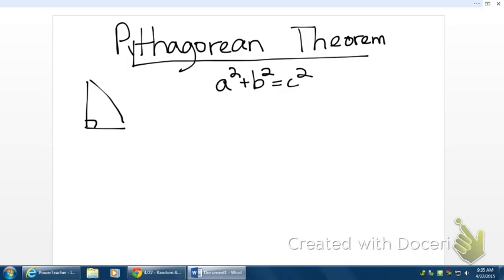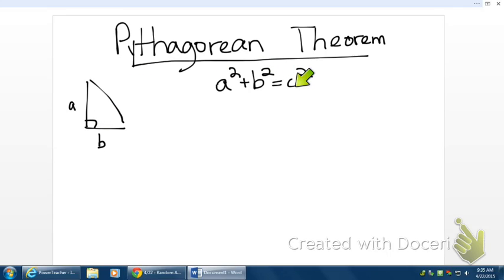Now, the A and B, like I was saying before, are considered the legs. The A and B are considered the legs. The legs are the lines that make up the right angle. You see that little right angle sign over there? These are considered the legs. They make up that right angle.